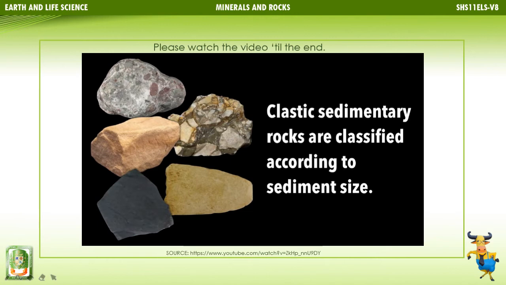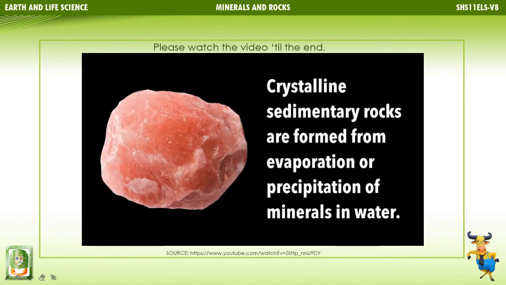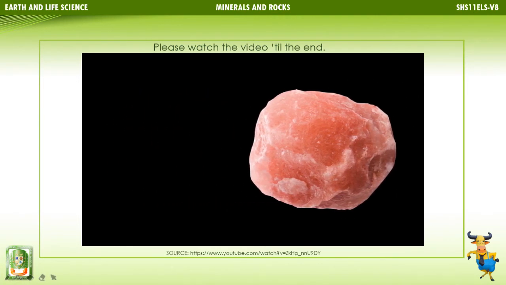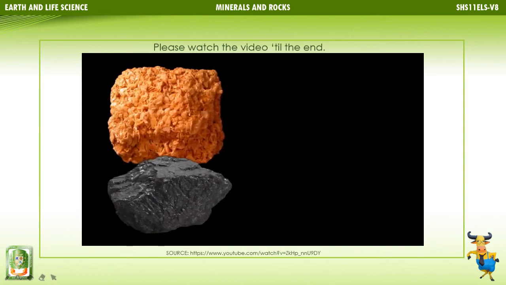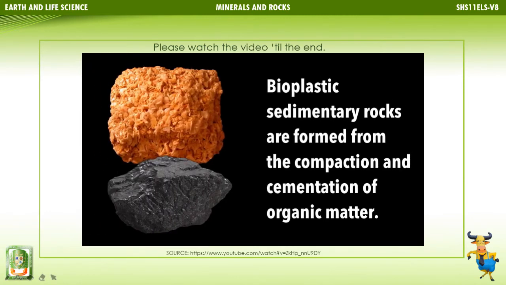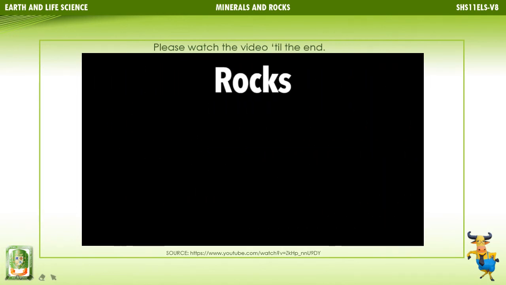So, just to review, clastic sedimentary rocks are classified according to the size of the sediments that make them up. Crystalline sedimentary rocks, like this rock salt, are formed from the evaporation or precipitation of minerals in water. And then finally, we have bioclastic sedimentary rocks, like this limestone and coal. These rocks are formed from the compaction and cementation of organic matter.